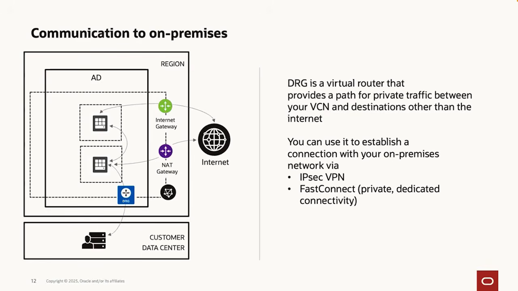And one thing to note is that a DRG is a standalone object, standalone router, standalone gateway, however you want to see it. You can attach it to different networks that you choose to. So you create it outside of the VCN, unlike the internet and NAT gateway. You create them within the VCN. So if I were to terminate the VCN, the internet gateway and the NAT gateway would be terminated with it, whereas the DRG would not be terminated. You can detach it and you can attach it to different networks if you choose to.